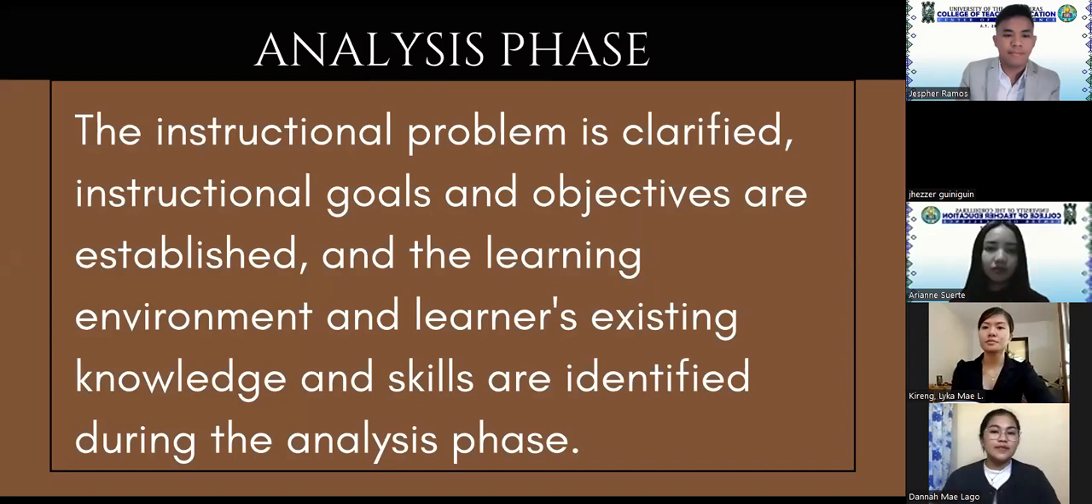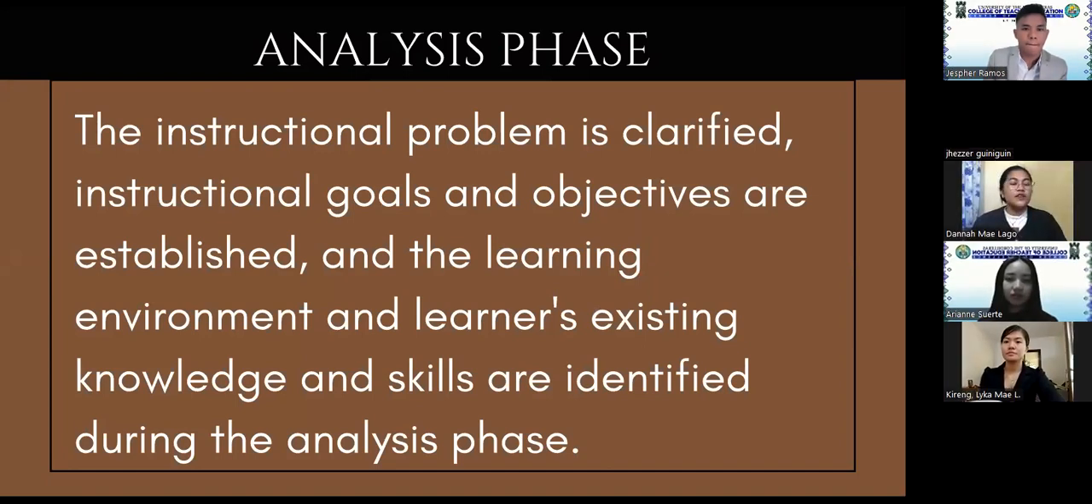So I will be discussing the first phase in the ADDIE, which is the analysis phase. So here in the analysis phase, the instructional problem is classified, the instructional goals and objectives are established, and the learning environment and existing knowledge and skills are identified. Next slide, please.